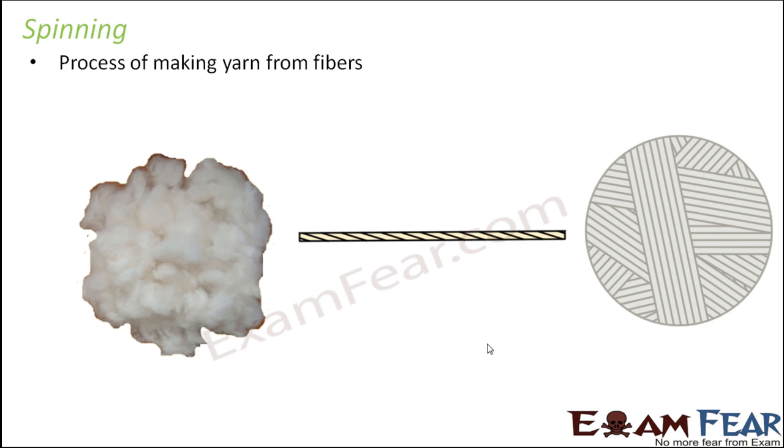So the next step that comes is spinning. It is a process of making yarn from fibers. So what is yarn? You see, fibers are like this. They do not have a specific shape. It's kind of hollow, at the same time no specific shape, and it is not arranged in a proper way. So when we say yarn, what is yarn?